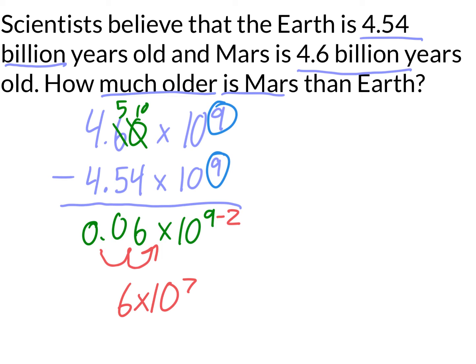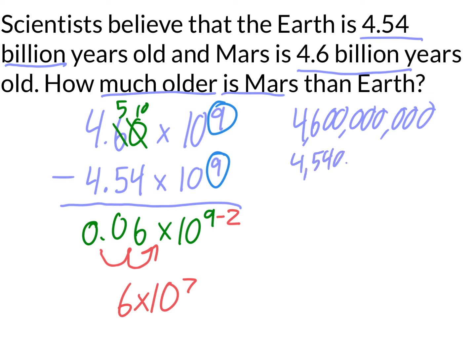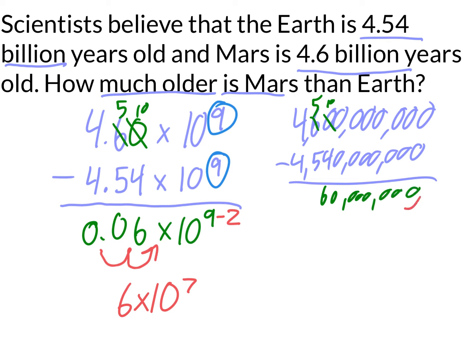We could check this by writing out the numbers in standard notation. 4.6 billion is 4,600,000,000, and 4.54 billion is 4,540,000,000. When we subtract, we are left with 60 million, which, if we convert this back to scientific notation, would be 6 times 10 to the 7th power. So we know that we have done this correctly.